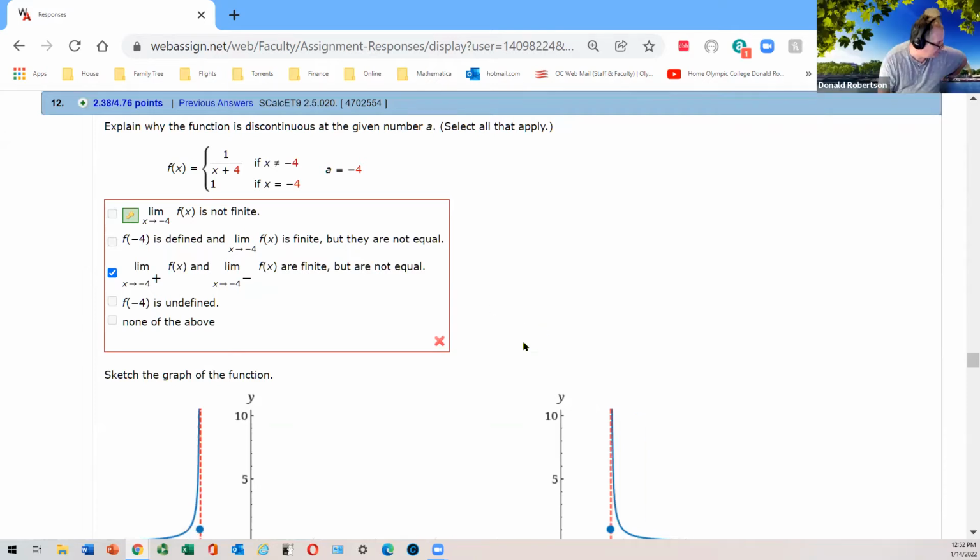Okay, let's look at question 12. And I've had people with this problem before. So here is a piecewise function. Now, if you do it in Desmos, you should be able to see what it looks like. And it says, explain why this function has a problem at -4, which it clearly has, right? And the correct answer is that this overall limit is not finite.